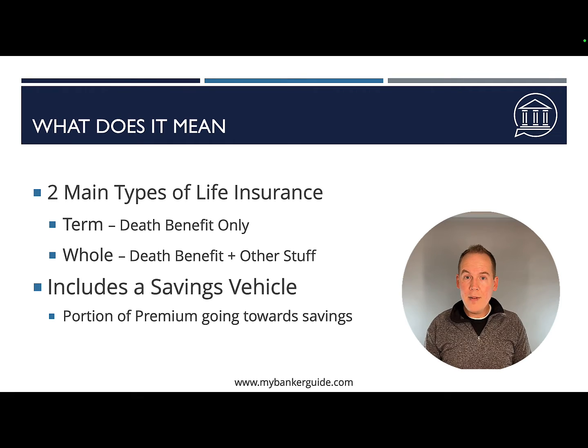Now, in the case of cash value of life insurance, that is a savings vehicle. The difference between a term policy and a policy that includes cash value life insurance is that when you're making a payment on that premium, some of that premium is going towards the death benefit, and the rest of it is going towards building up value in that cash value bucket.